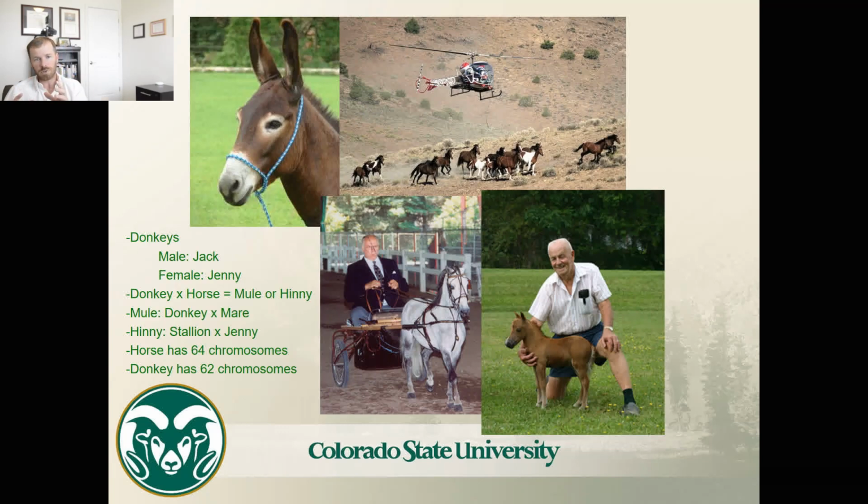Now, one other thing I want to note is horses have 64 chromosomes. Donkeys only have 62 chromosomes. So if you breed the two animals together, how many chromosomes do you think the resultant progeny have? You'd be right if you said 63, okay? What happens when an animal has an odd number of chromosomes? They are sterile. And so the resulting progeny is going to be sterile when you breed a horse and a donkey, okay?